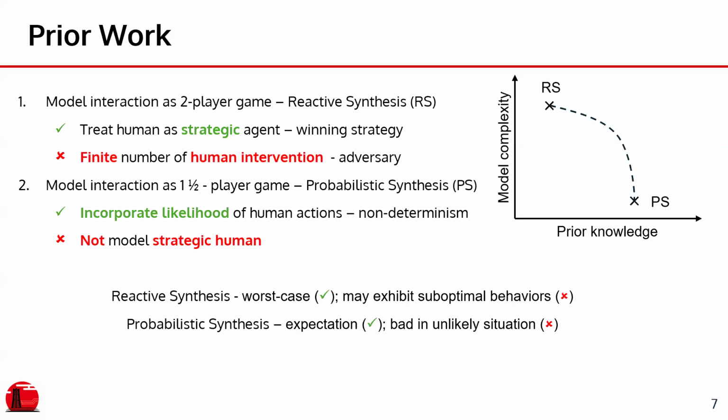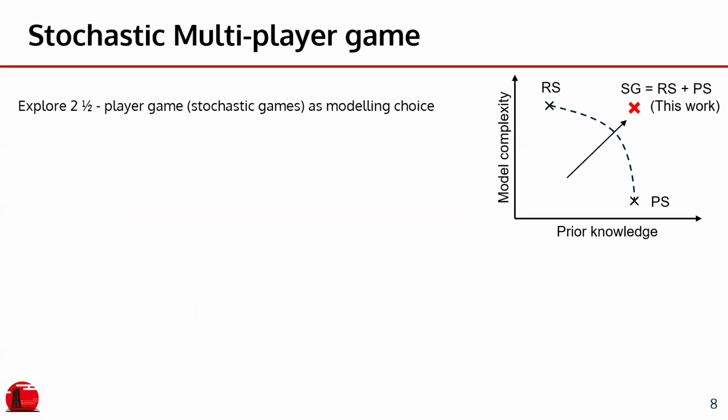In reactive synthesis, strategies that are good for the worst case may exhibit suboptimal behaviors in probable situations. In probabilistic synthesis, strategies that are good for the expectation may be terrible in some unlikely but possible situations. To address these limitations, in this work, we explore stochastic games.